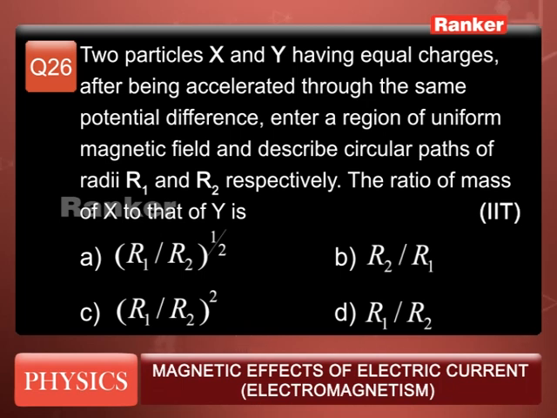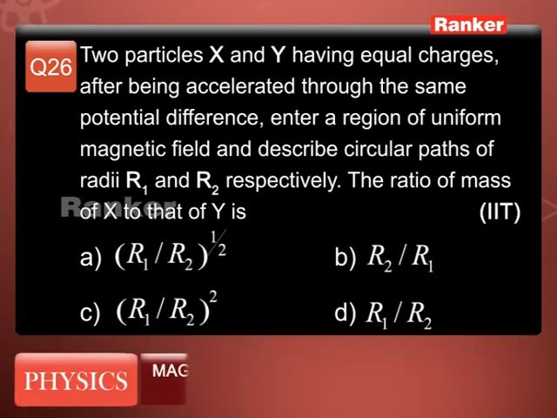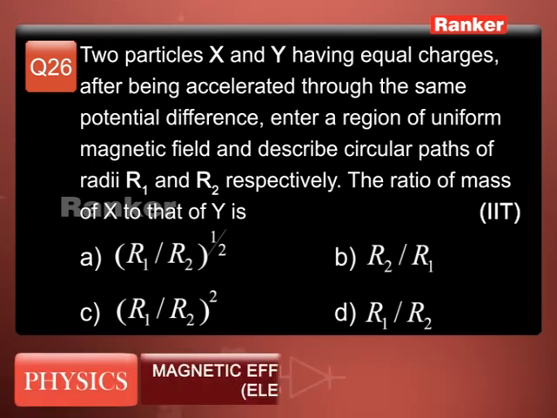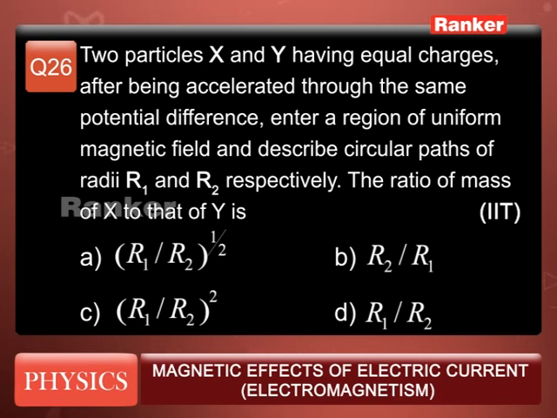And see the options given over there: r1 by r2 whole power half, that is the first option. The second option is r2 by r1. The third option is r1 by r2 whole square, in other words r1 square by r2 square also you can write. And the fourth option says r1 by r2.